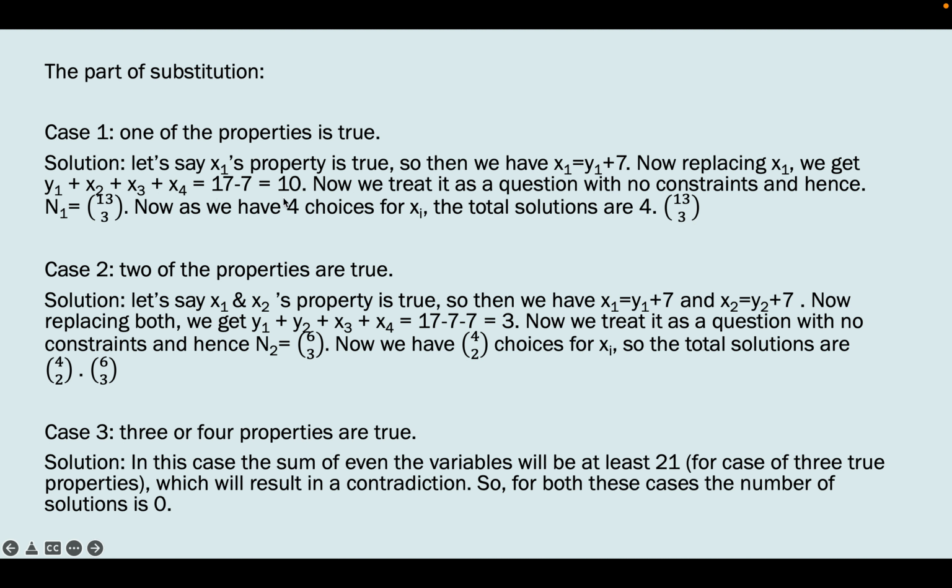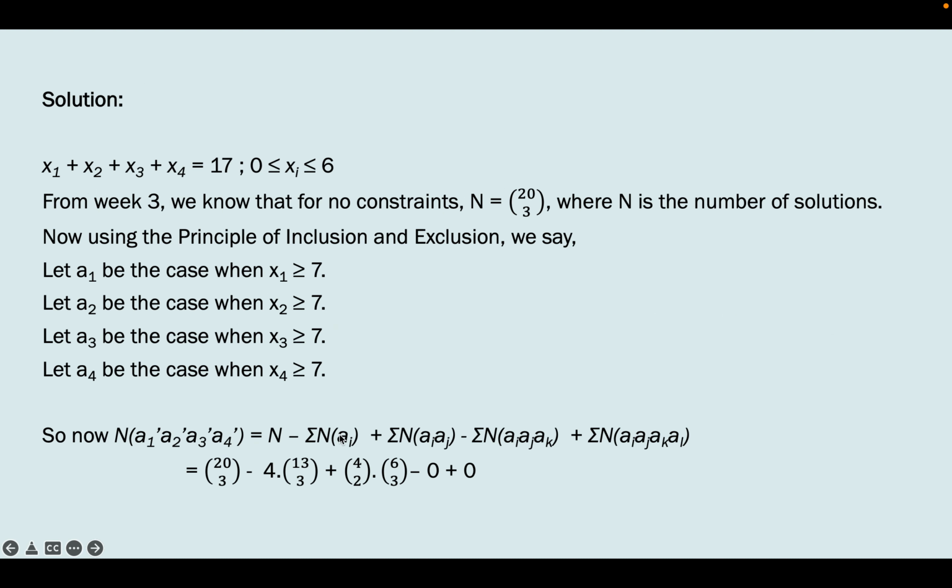Now, as we substituted and removed the constraint, we treat it as a normal no-constraint question, and hence we use the same formula and get n1 equals 13C3. Here our k is 10 and our n is 4. Now, as we also have 4 choices for which xi will have its property true, we multiply the total number of solutions and we get 4 into 13C3. And so the summation of n of ai is 4 into 13C3, as seen here in the formula.